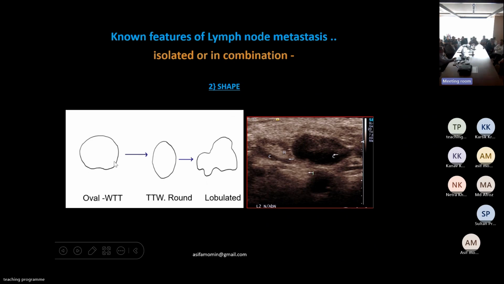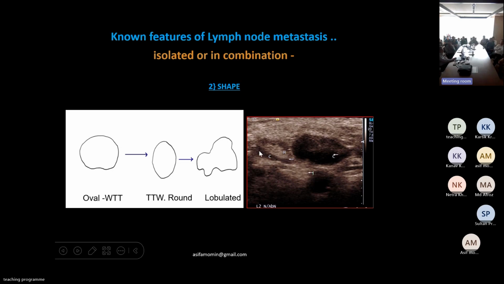But the shape is something which sometimes causes confusion. By and large, a node which is oval, wider than it is tall, is considered normal, as against a rounded node. When it becomes a taller node, it will start changing its shape, and that is when we understand that the node may be becoming abnormal. But there are exceptions to this rule, because some of the supraclavicular and submental nodes, to begin with, even though they are normal, may still be rounded.